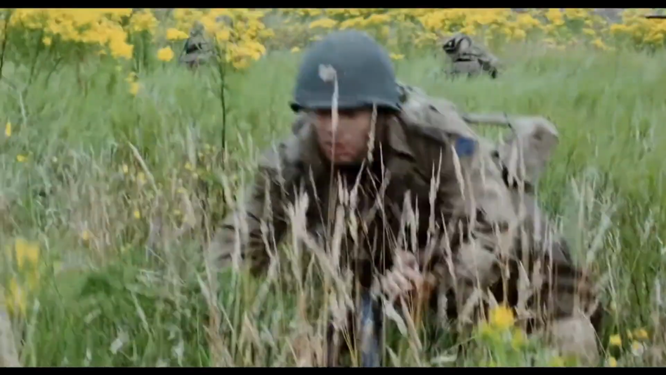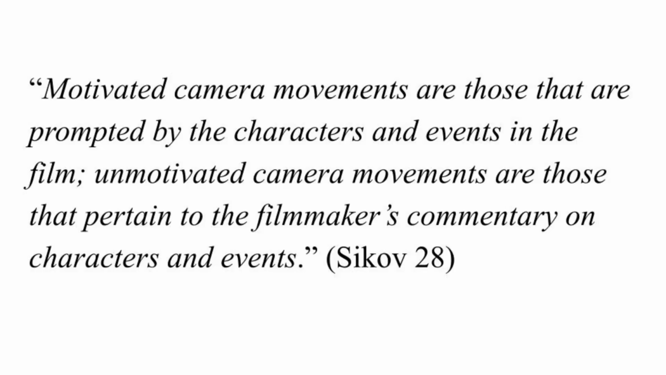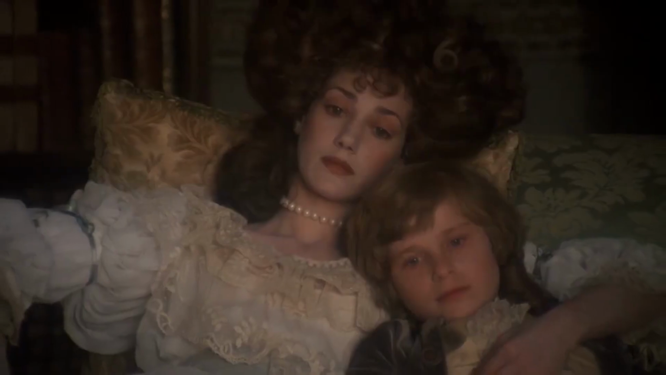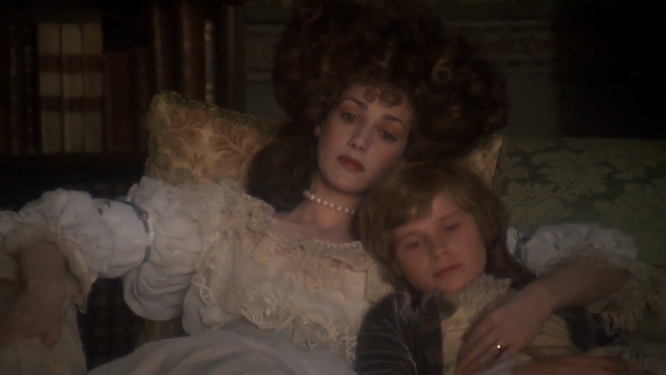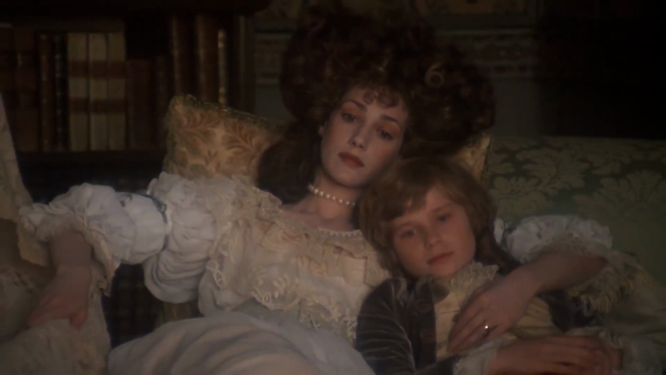movements that are not. Motivated camera movements are those that are prompted by the characters and events in the film. Unmotivated camera movements are those that pertain to the filmmaker's commentary on characters and events. So if a character moves and the camera follows them, that's a motivated camera movement. But if the movement does not correspond to what's happening on screen, that's unmotivated. Unmotivated camera movements are fascinating because they provide us with a window into what the filmmaker wants us to take away from a particular shot.